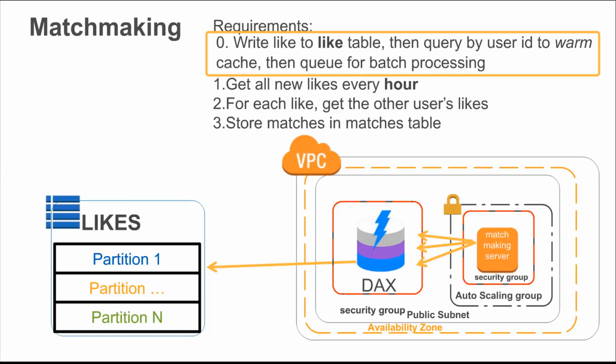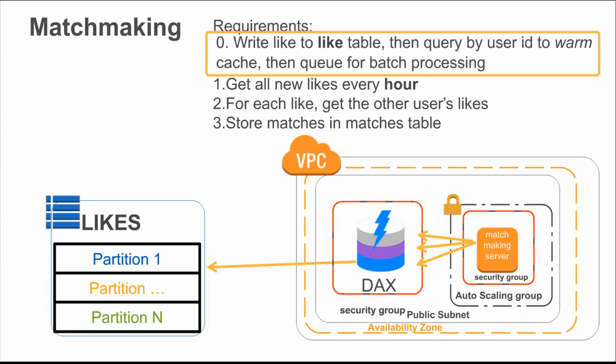So what we're going to do is introduce DynamoDB Accelerator, and we're going to use a little bit of a trick. We're going to write to the likes table, and then we're going to query DAX to warm the cache, and then we're going to queue it for batch processing. Instead of 3 arrows from the application to DynamoDB, we only have 1 arrow, to simulate just 1/3 of the read capacity being consumed in that moment.